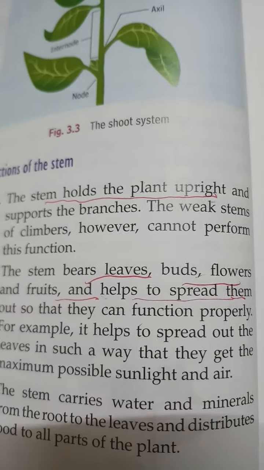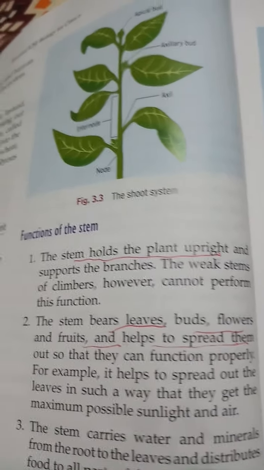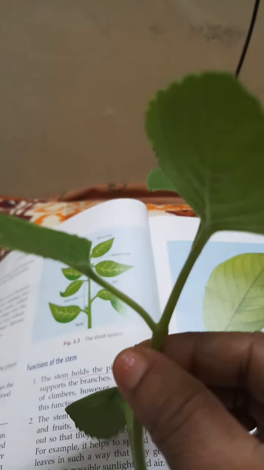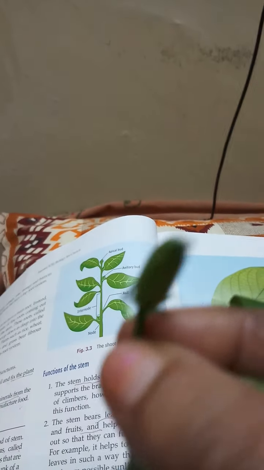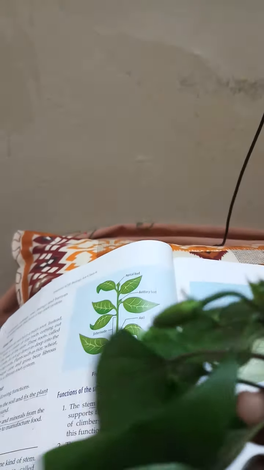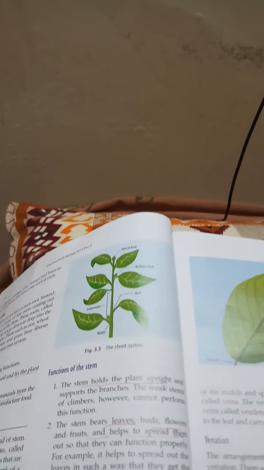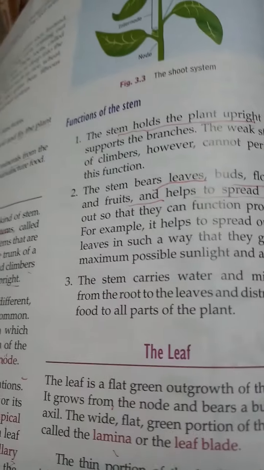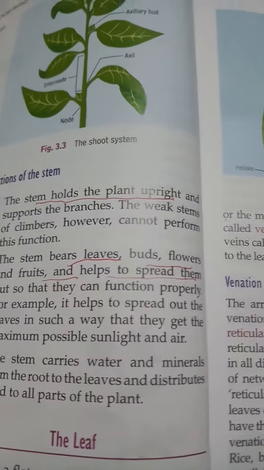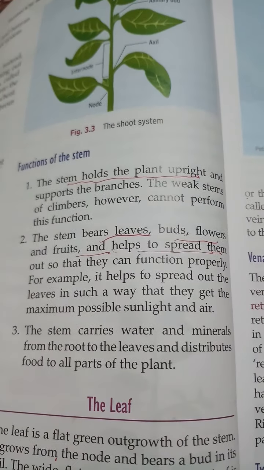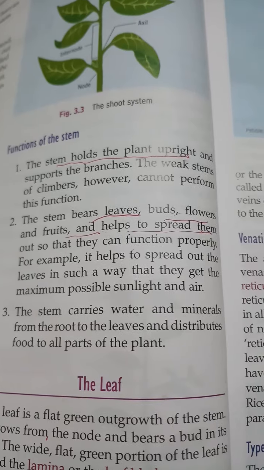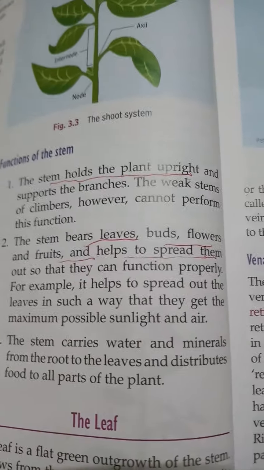You can see. Then again the stem bears leaves, buds, flowers and fruits. It is bearing all the leaves. If there were flowers, you can see the flower buds here in the shoe flower. Flower buds are there. The stem is holding the buds, flowers, etc. and helps to spread them. Then again it helps so that it gets maximum possible sunlight.